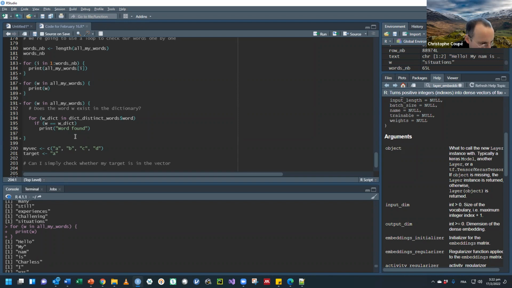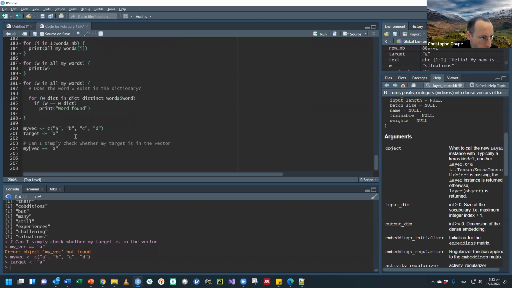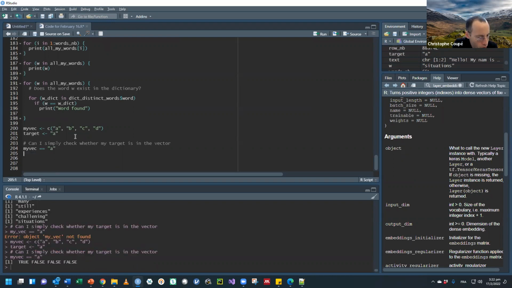So if we want to check that, there are different techniques here. We could try to do my vec equals A. Oh, sorry, my vec equals target, where target is A. If we do that, you see what we get? We get a vector of Booleans, 4 values: true, false, false, false. The first value is the same as the target, so we get true. All the other ones are different, and we get false. That's one way of doing it.